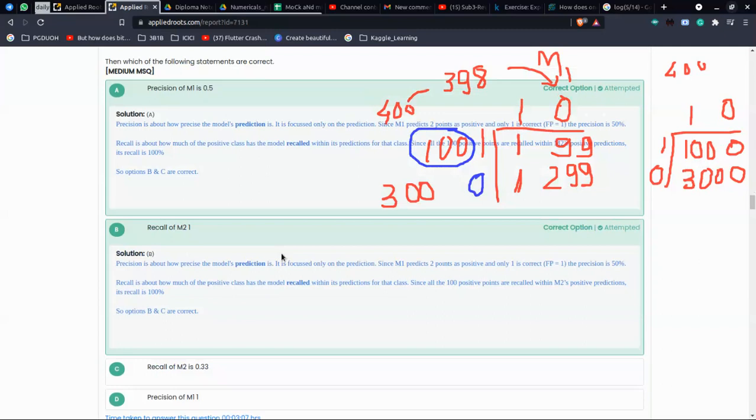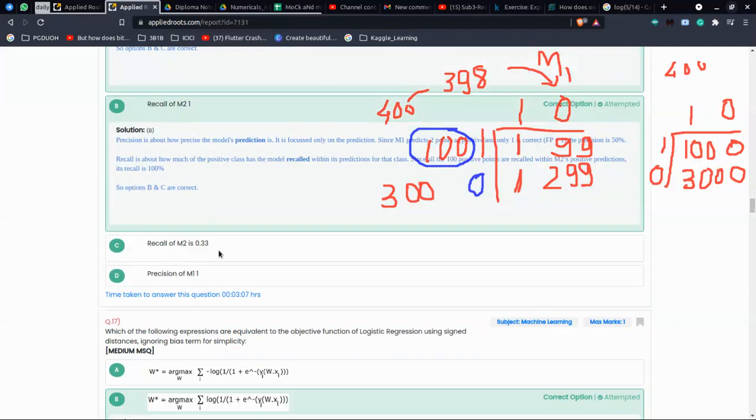Now, what is option C? Recall of M2 is 0.33. So what is the recall of M2? Out of 100, I am able to get only 1 point, right? So 1 divided by 100 is nothing but 0.01. So option C is incorrect.